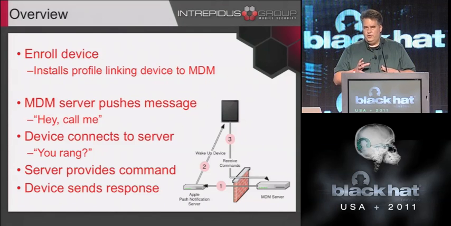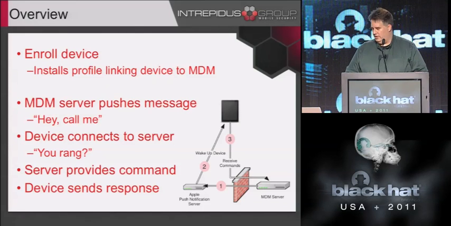Once that's done, whenever you want to control a device, whenever you want to query it or send something to it, the device doesn't have an outstanding connection with the server, but it does have a long-standing connection with Apple for the push notification. So what happens is the MDM server sends a notification to Apple, Apple passes it down to the device and says, oh, MDM wants to talk to me. So it then makes a connection back to the MDM server, and then the MDM server gives it whatever commands it's got queued up for it.